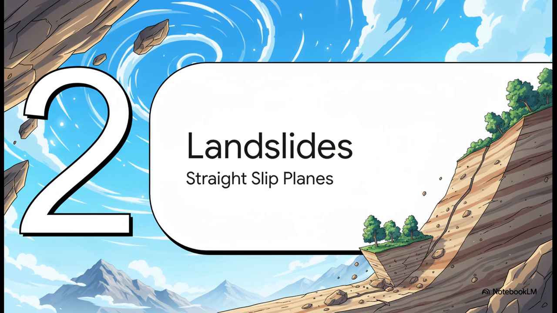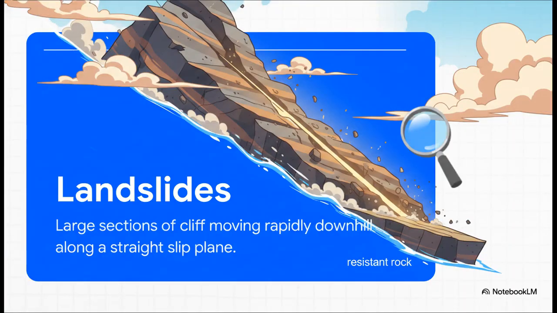Moving on to Section 2, landslides. Here, we're going to be looking at straight slip planes. By definition, landslides involve large sections of a cliff moving rapidly downhill along a straight slip plane made of resistant rock. Notice the big swap here from our last example. Instead of soft, squishy materials, we're dealing with resistant rock. And instead of a curved slip plane, we now have a perfectly straight one.